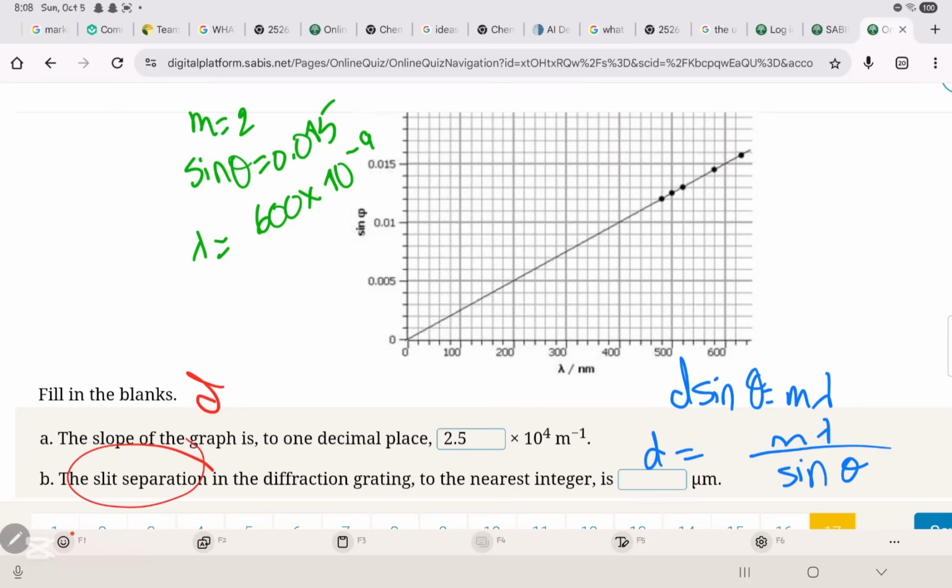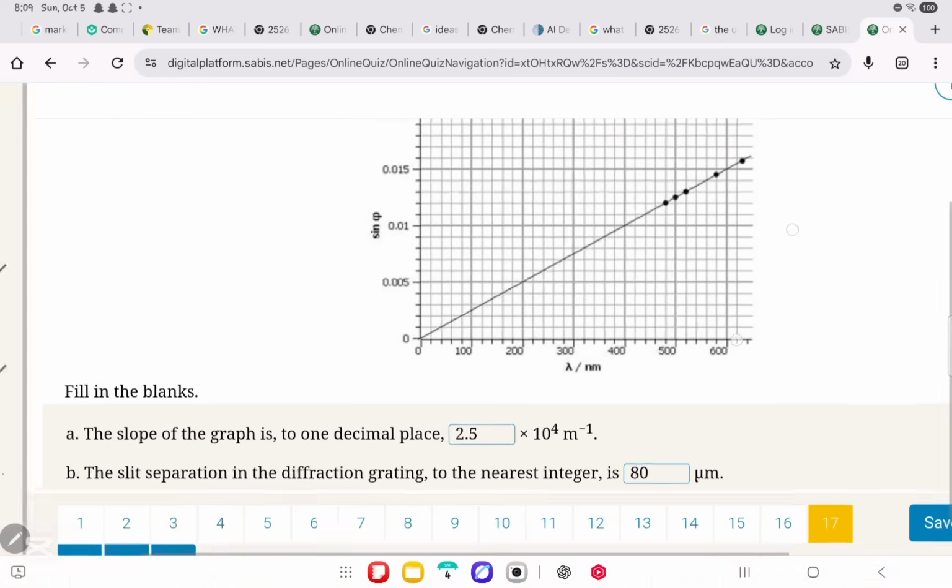So let us try it. 2 times 600 times 10 to the power of minus 9 over 0.015. And we will get an answer which is 8 times 10 to the power of minus 5 meters. They want it in micrometers, so you will multiply by 10 to the power of 6 and you will get an answer of 80 micrometers. So the correct answer over here is 80 micrometers.